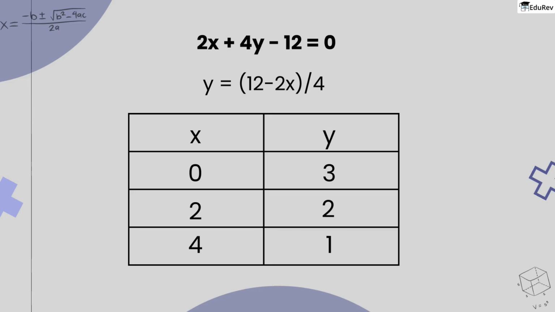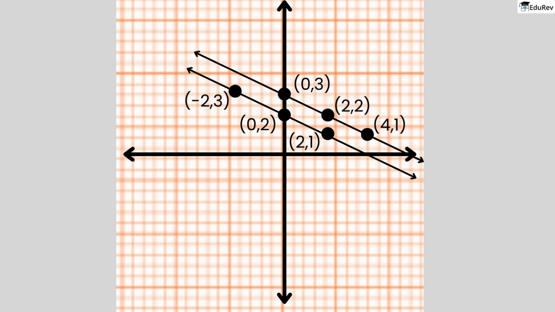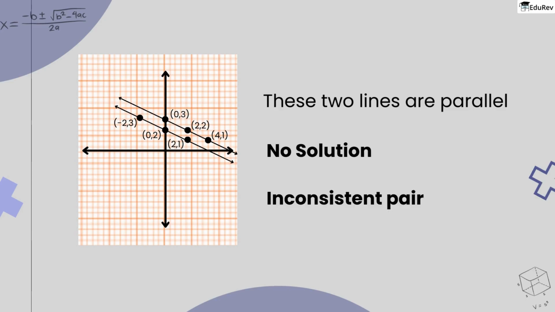The coordinates that we obtain are (0, 3), (2, 2) and (4, 1). Marking them on the graph and joining them will give us a straight line. As it can be seen, the two lines are parallel to each other, which means they will not intersect. Therefore, these lines do not have any solution. We conclude that the lines are inconsistent.